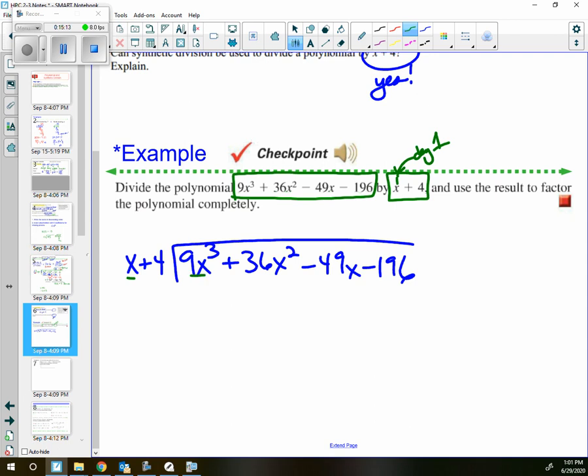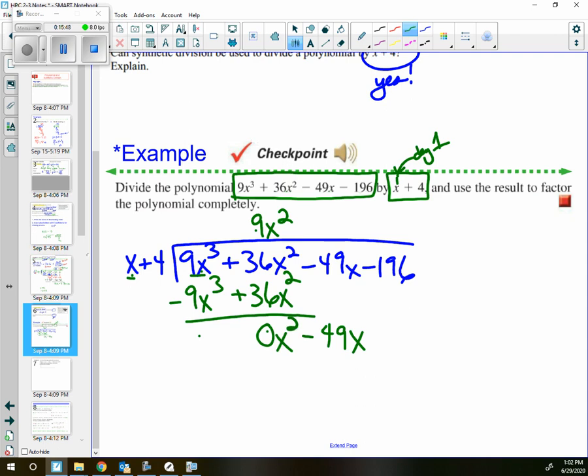So we start with our highest degree one. What do I multiply x by to get 9x cubed? Well, I need a 9x squared. So this would be a 9x squared. Notice it's above the same place value, and I multiply. So that would be 9x cubed plus 36x squared. Watch what happens when we subtract. Everything here is 0. There's no x cubes, there's no x squared, nothing. All you have left then is a bring down. This is a minus 49x, and I'm going to keep my 0x squared.